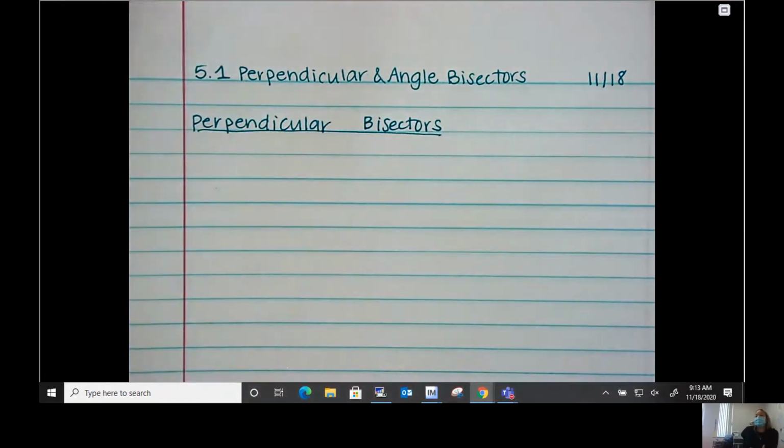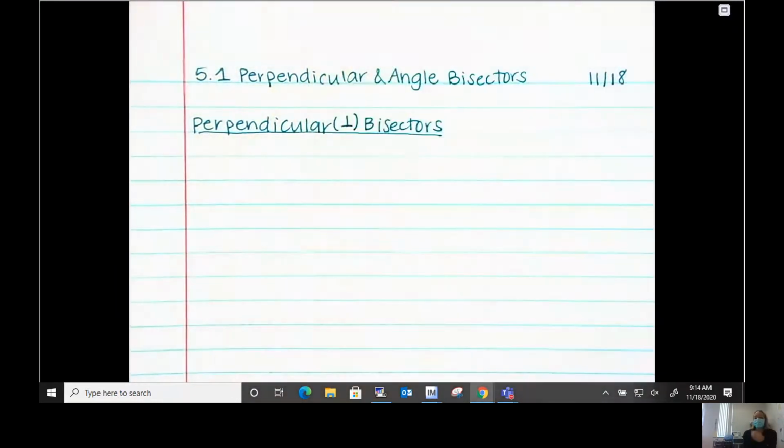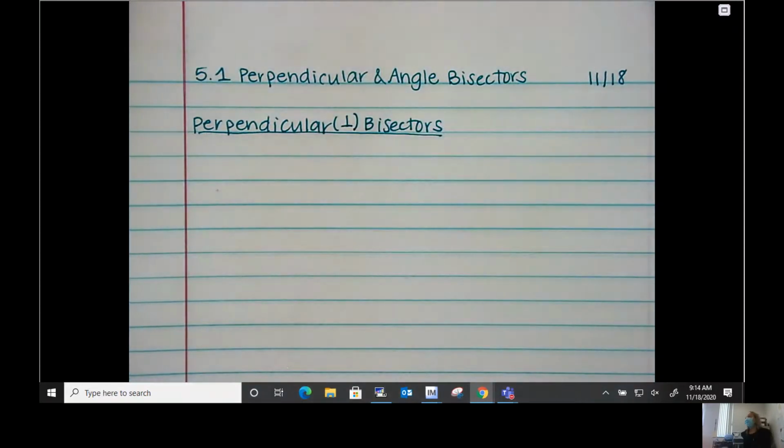Okay, bisector means cut in half. Who remembers what perpendicular means? Here's parallel. Perpendicular is like this. It's what kind of angles? 90-degree angles. The symbol for perpendicular is just an upside down T. So instead of me writing the word perpendicular every single time, you're just going to see an upside down T. That means perpendicular. So when I cut something in half and it's perpendicular, essentially all that's happening is I'm creating two things that are exactly the same.